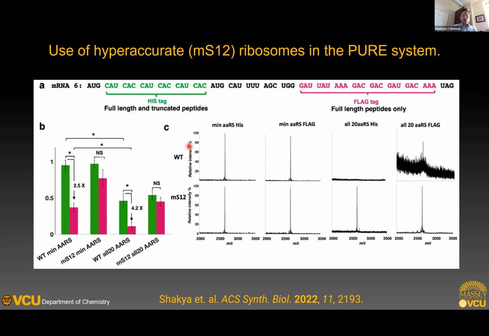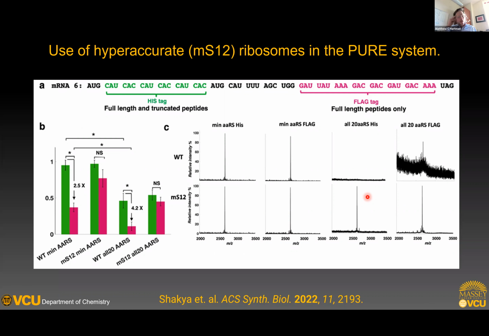If we look at the mass specs of these reactions, we can see here that in the case where we just add the minimum synthetases, we see nice correct peaks for both His and FLAG capture. But when we put the wild type ribosomes in there with all 20 enzymes, we start to see erosion in yield, but the mutant S12 ribosomes are looking just fine. This is something we've noticed for a while. People don't typically report it when they're doing translations in these particular systems, but if you look at a lot of papers, typically only the required amino acids and tRNAs are added.